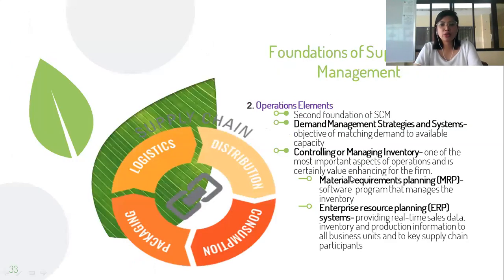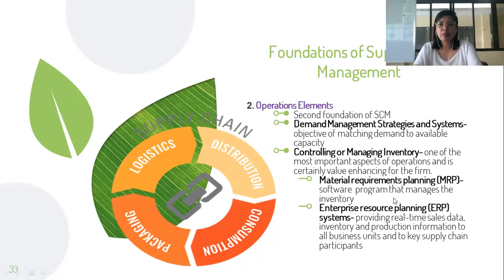Okay, so number two, we have operations management. This is the second foundation of supply chain management. It talks about demand management strategies and systems, with the objective of matching demand to available capacity. It also talks about controlling or managing the inventory as one of the important aspects of operations, and it is certainly value enhancing for the firm.